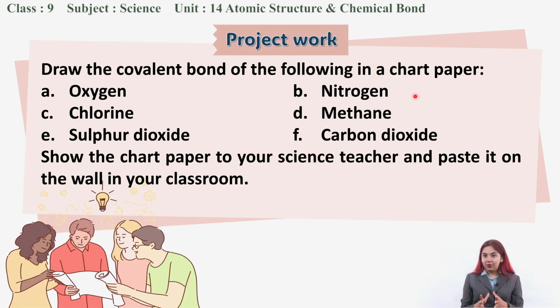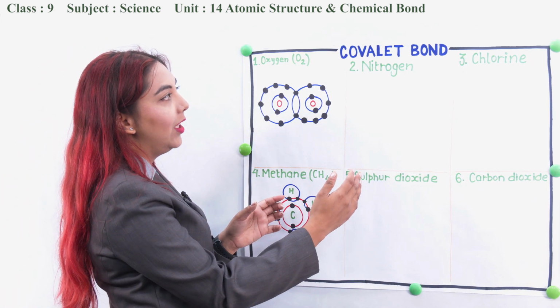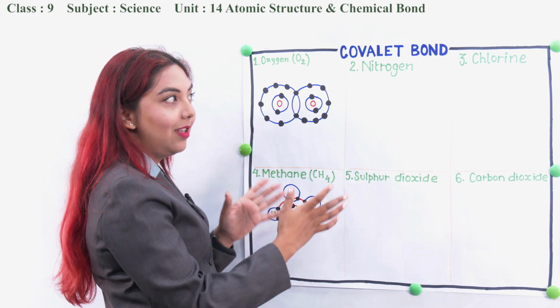So I'll give you a project work now that you must do. You should take a chart paper and draw the covalent bonds of all of these covalent molecules and compounds I've mentioned: oxygen, nitrogen, chlorine, methane, sulfur dioxide and carbon dioxide. You should draw the covalent bonds of all of the six on a chart paper.